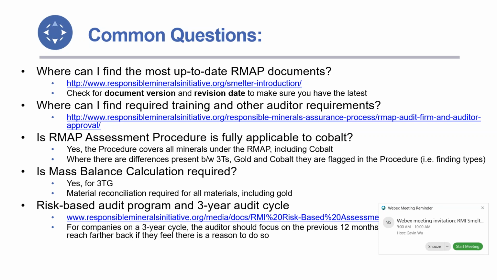Is RMAP assessment procedure fully applicable to Cobalt? Yes, the procedure covers all minerals under the RMAP program, including Cobalt, including 3Ts, including the downstream programs. Where there are differences present between 3Ts, gold, and cobalt, they are flagged in the procedure. So, for example, the next question talks about mass balance calculation.